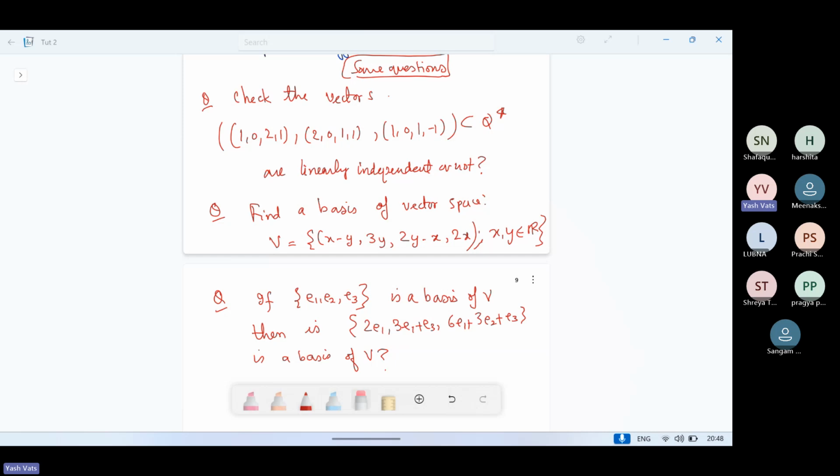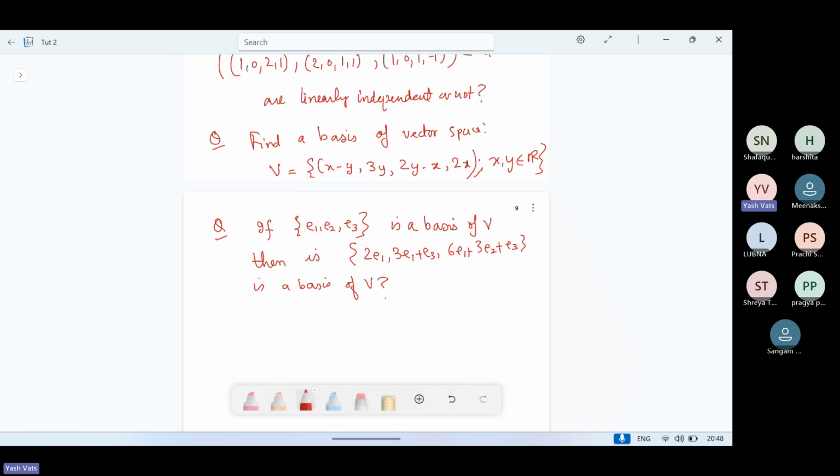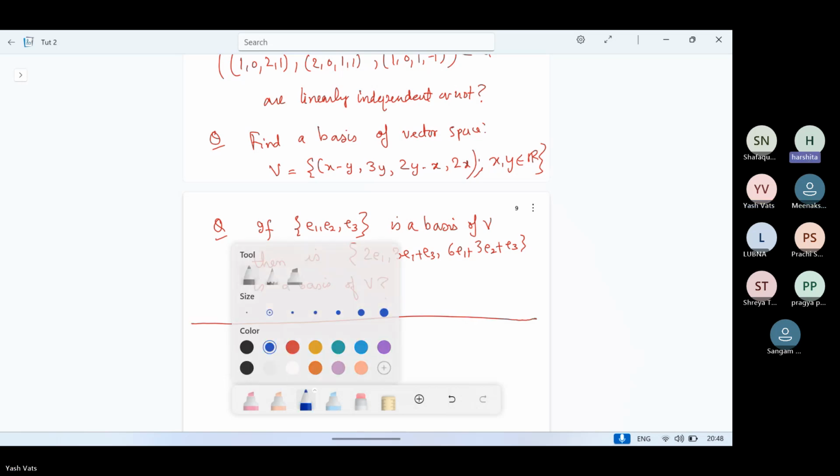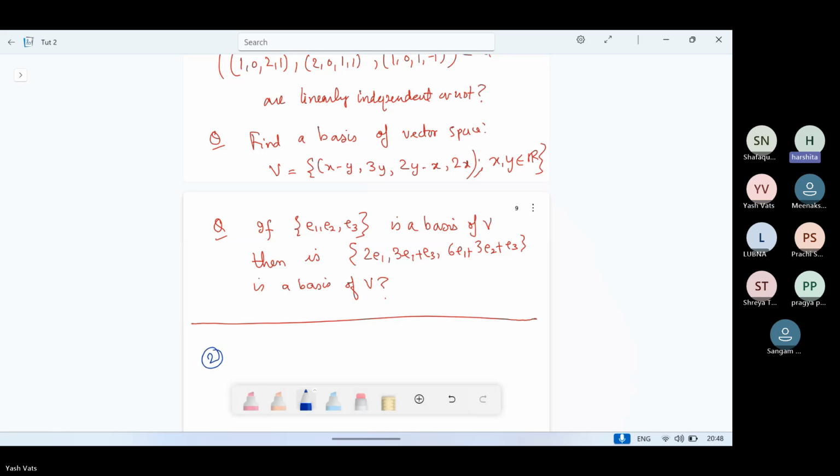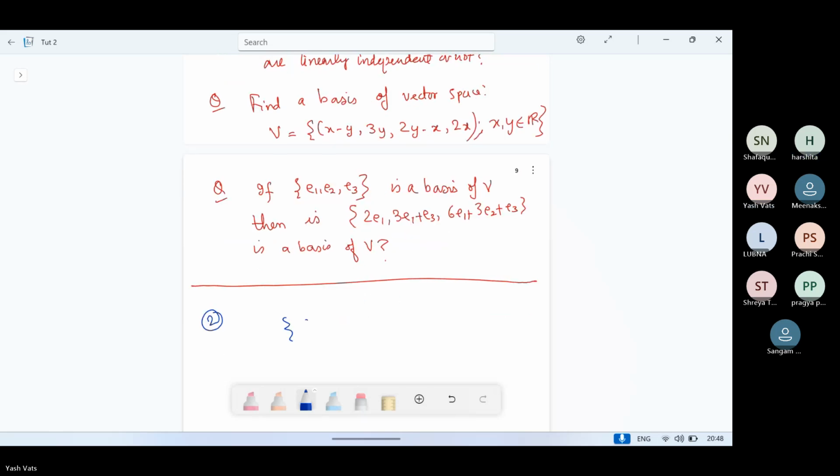So that's it. For the second question, what is the basis of the vector space? Have you tried? Yes, sir. 1 0 minus 1 2 and minus 1 3 2 0. 1 0 minus 1 2, minus 1 3 2 0. Is it right? Everyone is getting the same?